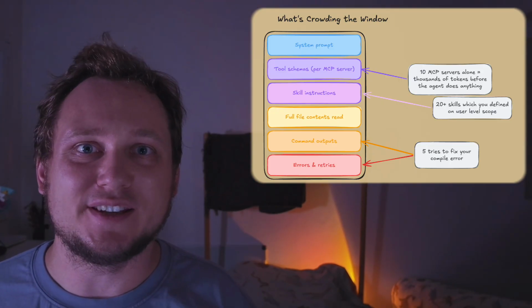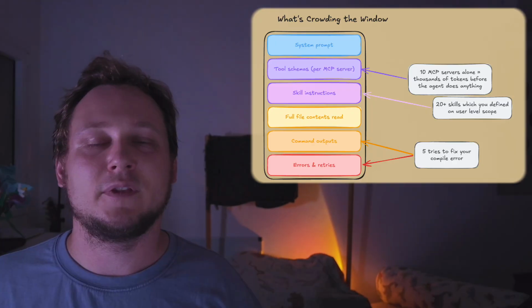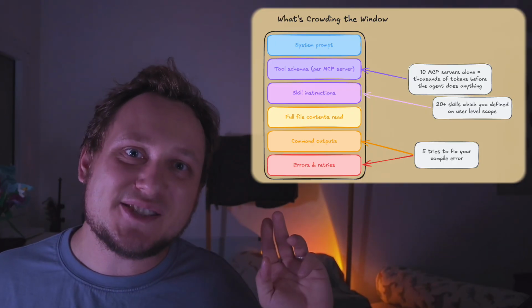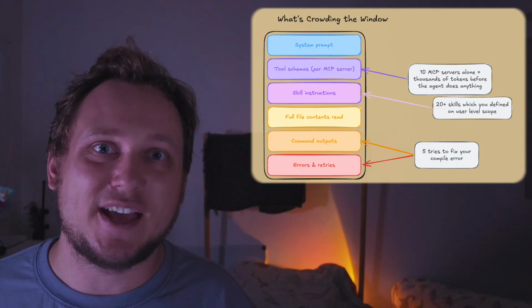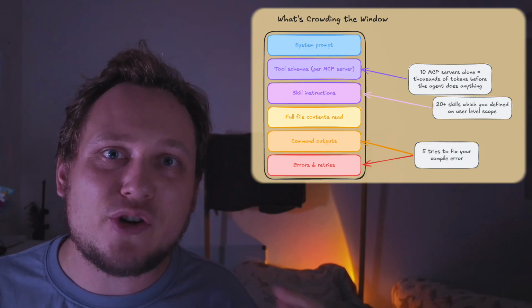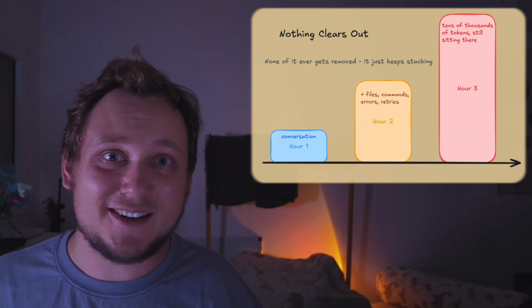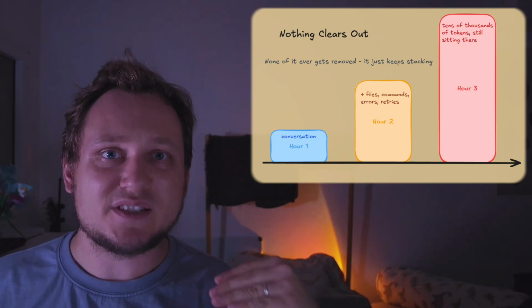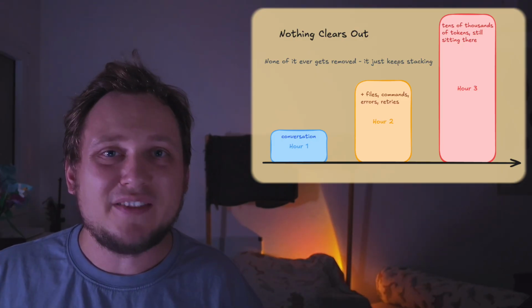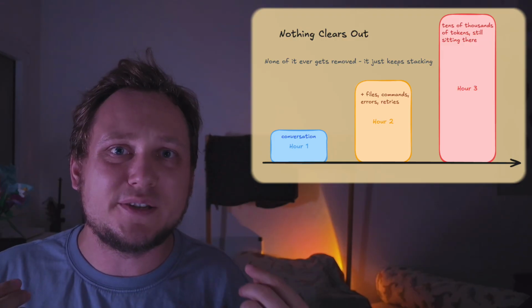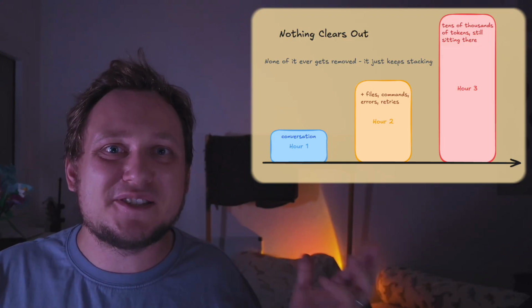Every file it reads gets added in, word for word. Every command it ran, and every result that came back, every error message, every stack trace, every retry. Plus, the whole conversation still sitting there from hour 1. None of this is wasted exactly. The agent needs it to work, but it all sits there permanently, using up the same space. None of it clears out on its own. It just keeps stacking turn after turn. By hour 3, that's tens of thousands of tokens of raw material. And that's before it even starts fixing your bug.